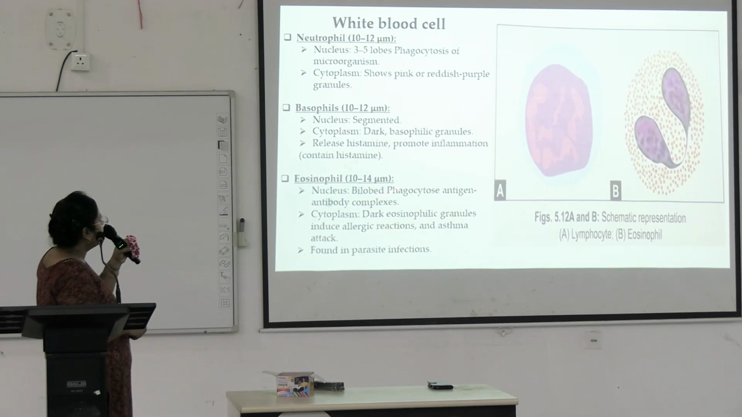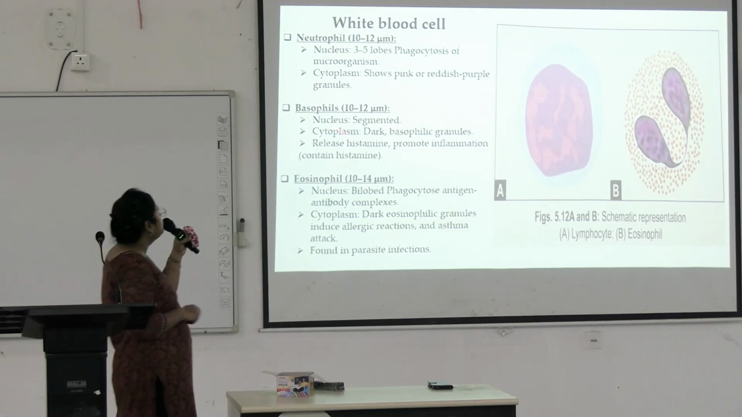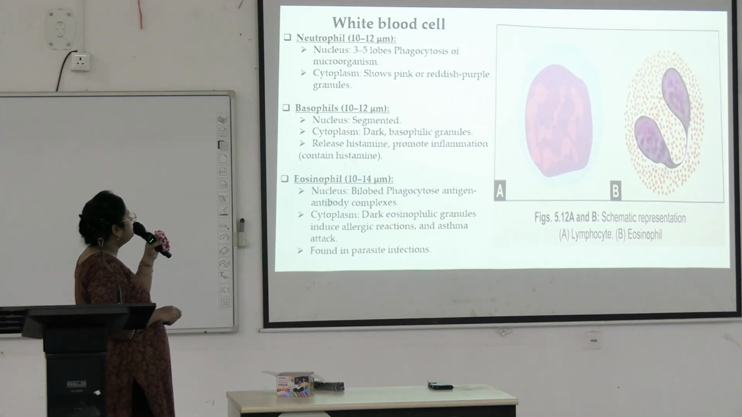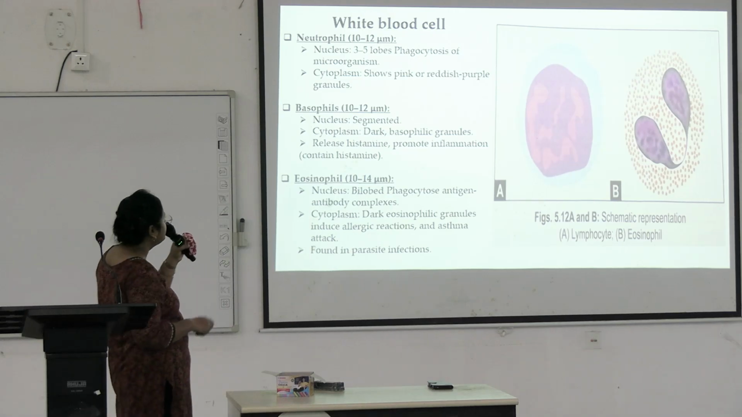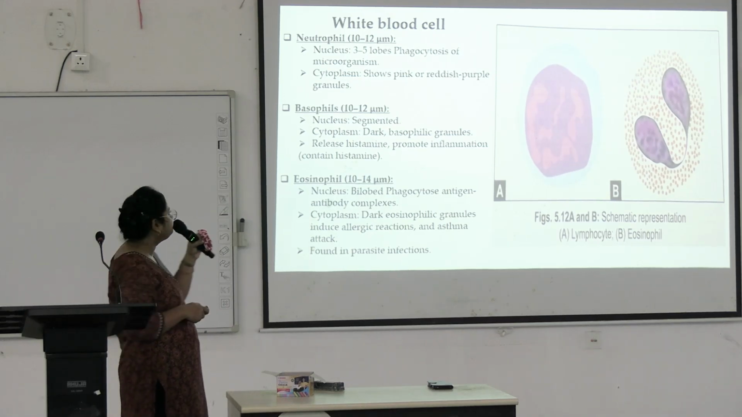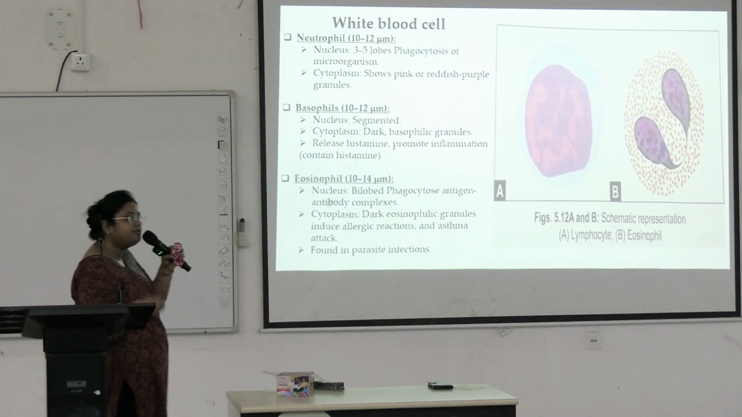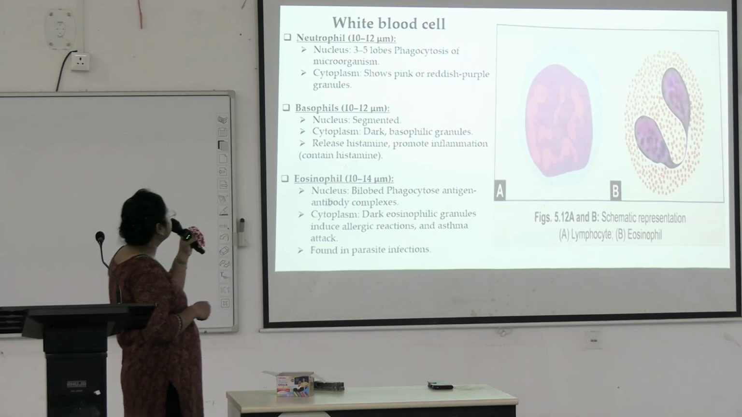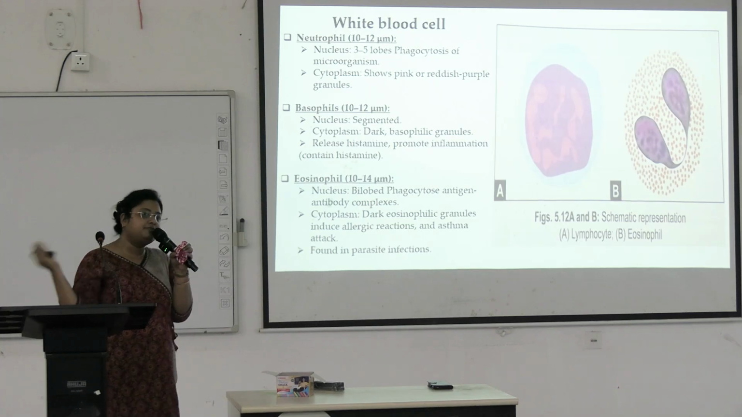Next is basophil. Basophil is also 10 to 12 micron in diameter. Nucleus is segmented. Cytoplasm is dark and basophilic granules are present. You have seen in the previous picture, basophil looks like the mast cell. They release histamine, promote inflammation and contain histamine. Histamine containing granules are basophilic, so that's why basophilic granules are present in basophil. Mainly these basophils are transformed into mast cells.